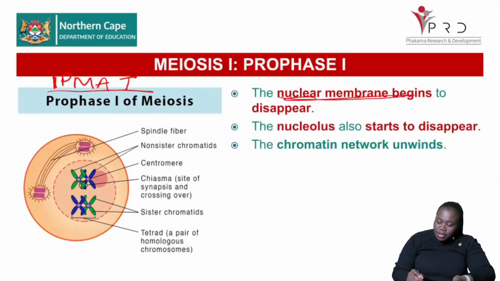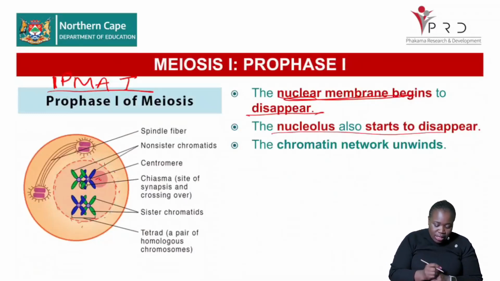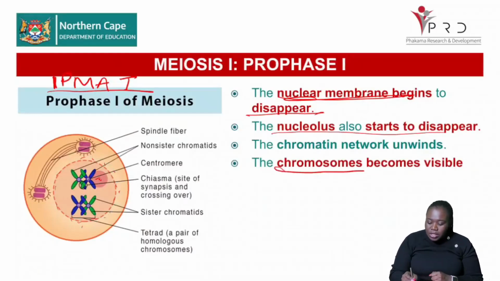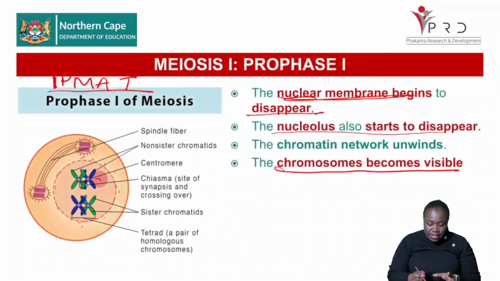Firstly, the nuclear membrane is going to start to disappear. Here is the nuclear membrane. It's looking like dotted lines because it is starting to disappear. The nucleolus also starts to disappear. This nucleolus is starting to disappear as well. The chromatin network is going to unwind, and we can see that now chromosomes are becoming visible. We can really see that there are chromosomes that are visible here.